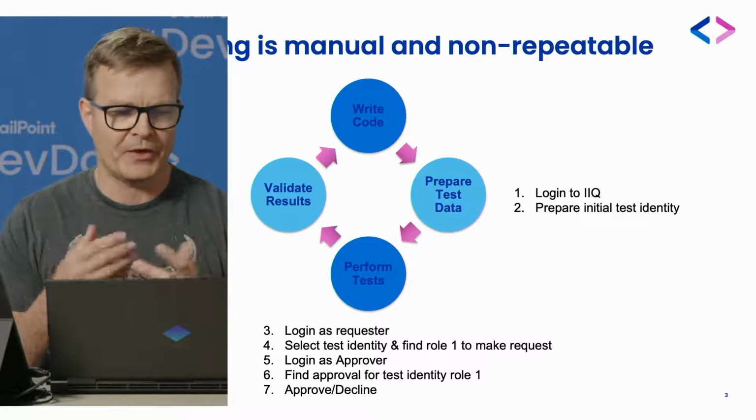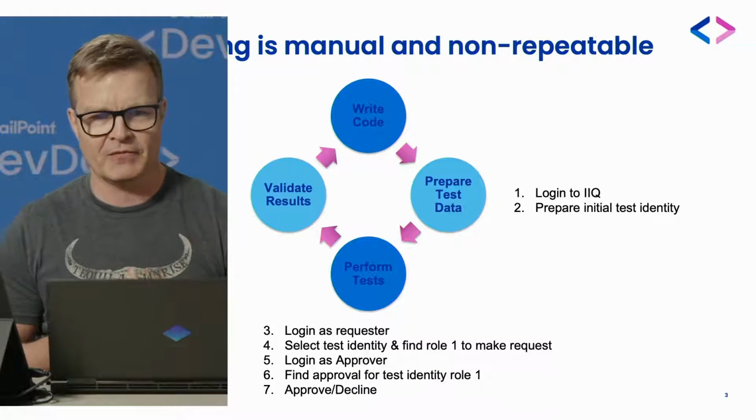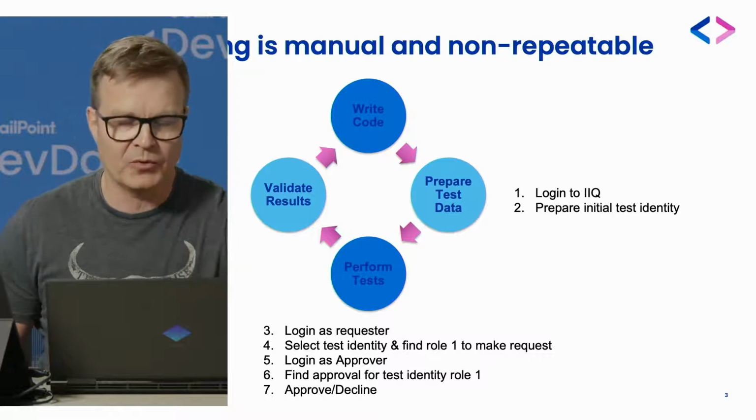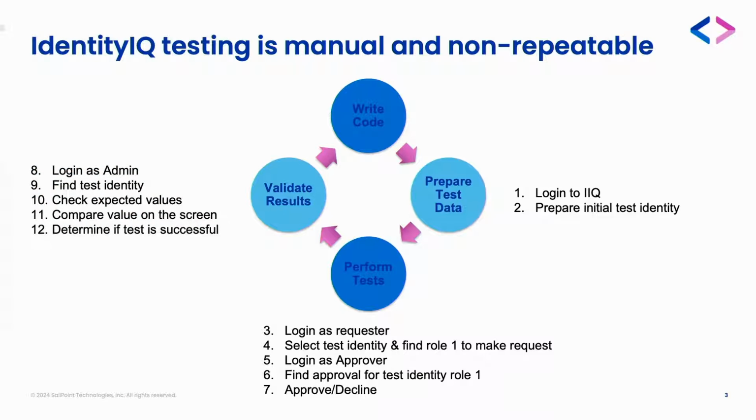So we have to prepare the data. Let's imagine we have a situation. The example I have prepared today is basically around requesting access. The example is very simple. There's going to be an identity. We're going to request access. We're going to request a role, and that role is going to be approved and then provisioned. Very simple. Now imagine if we're developing this workflow.